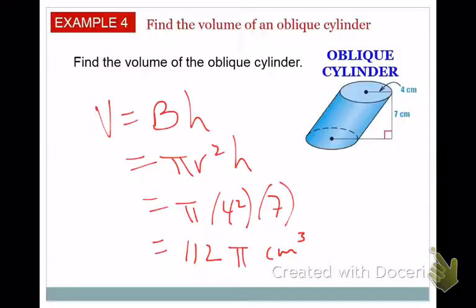Okay? But bottom line here is that an oblique cylinder or an oblique cone or an oblique prism or an oblique pyramid, which we're going to talk about in a little bit, will have the same volume as a right one. No slant heights necessary.